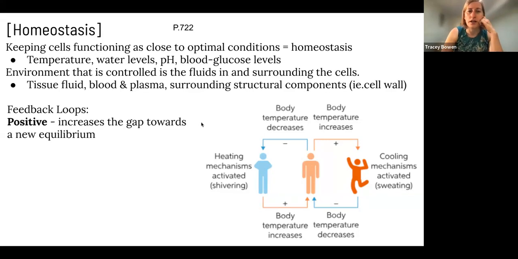maintain that. And so a positive feedback loop increases the gap towards a new equilibrium. So typically positive feedback loops don't happen that frequently in humans, in living organisms. In the case of humans, for example, or mammals, a positive feedback loop would be giving birth. So a new equilibrium would be that the baby is born.